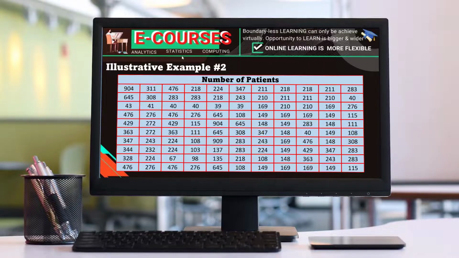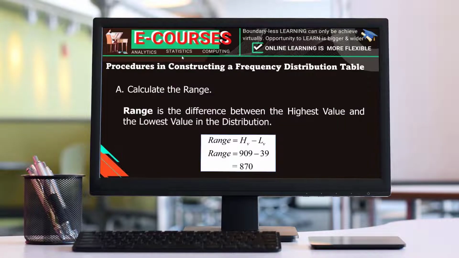If we go back to the data, the highest value is 909, sorry, and the lowest value is 39. If we get the difference between 909 and 39, that would be 870. So, the range is 870.